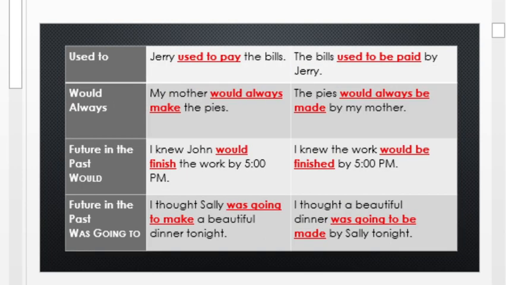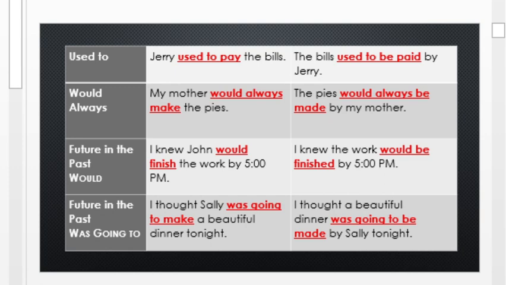And when you're going to use the word used to, if it's active, used to pay, meaning to say every day Jerry pays the bills. In passive, the bills used to be paid by Jerry, because the stress, I mean the focus of the subject, is already different. One is stressing on Jerry. In passive, it focuses on the bills.